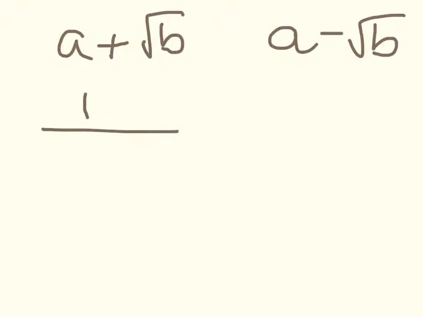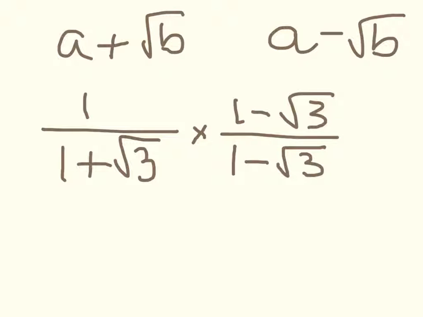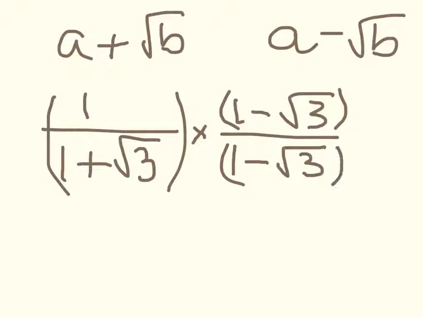So if we've got 1 over 1 plus root 3, we're going to multiply the fraction by 1 minus root 3 over 1 minus root 3. So we form the conjugate, write it in the denominator, and then write it in the numerator. We haven't changed the value because we're just multiplying this by 1. Okay, now remember, way back to year 10 or 11, that there are invisible brackets here. So it's actually quite useful to pop them in.